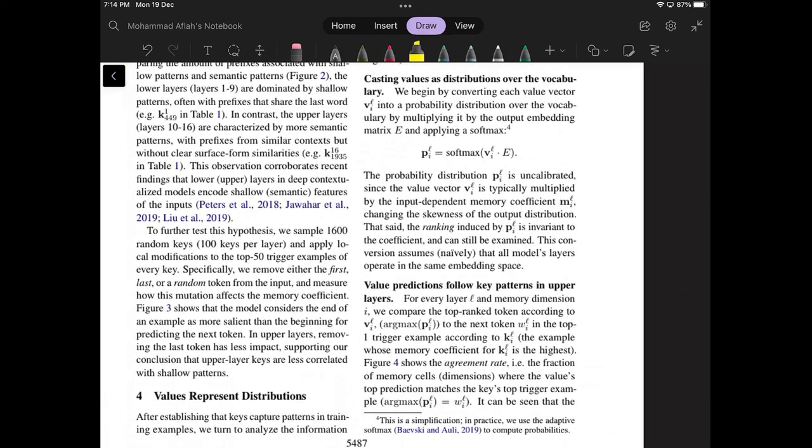To further test this hypothesis, we sample 1600 random keys, so 100 keys per layer, and apply local modifications to the top 50 trigger examples of every key. Specifically, we remove either the first, last, or random token from the input and measure how this mutation affects the memory coefficient. Figure 3 shows the model considers the end of an example as more salient than the beginning for predicting the next token. In upper layers, removing the last token has less impact, supporting a conclusion that they are not using shallow patterns.